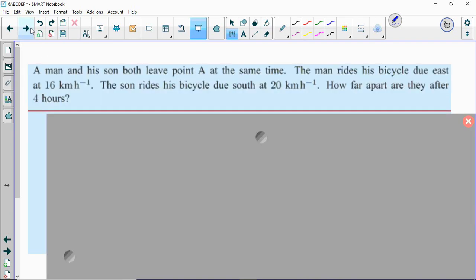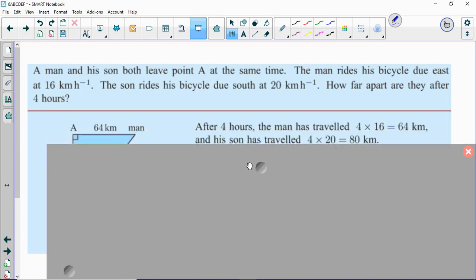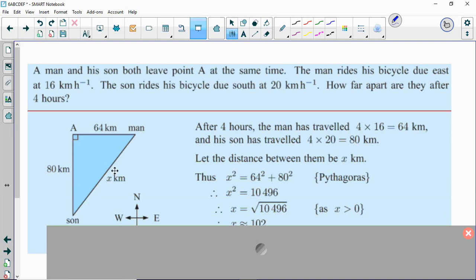One more. So we have two people leaving the same point at the same time. This is a classic. One person goes in one direction, so the man's going east, and then the son's going south. So we draw this in. So they're both starting from here. The man's going east, the boy's going south.